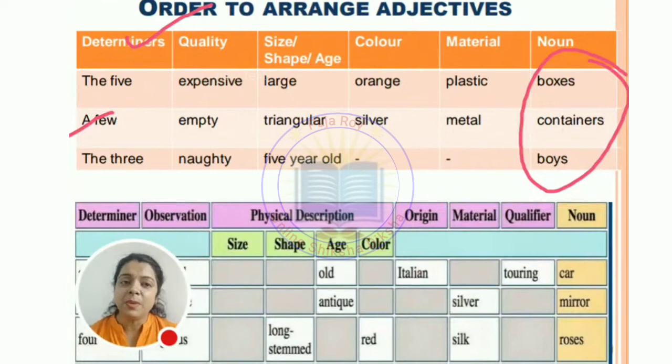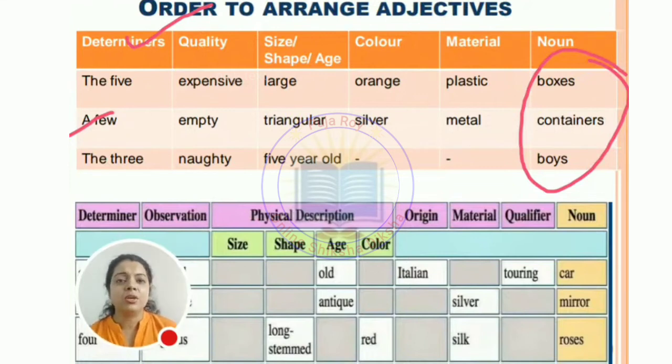And the item is made up of metal. Which metal? It's not defined. So we find it is metal. And then is the container. So these are the 5 qualities of a container, and which are here now in sequence. A few empty triangular silver metal containers.